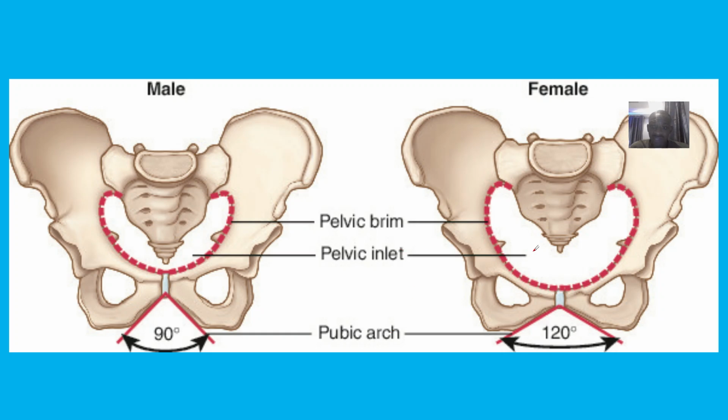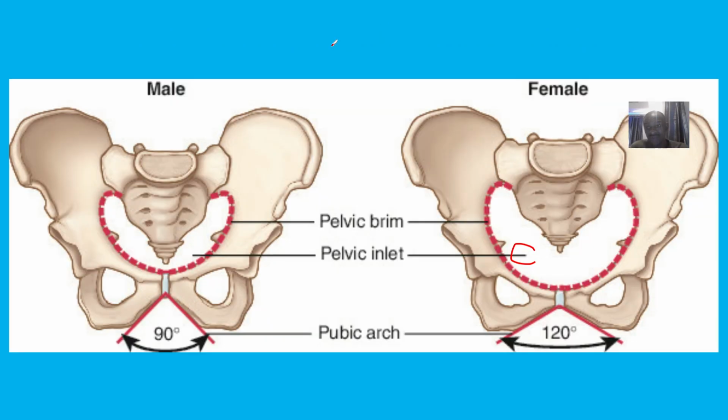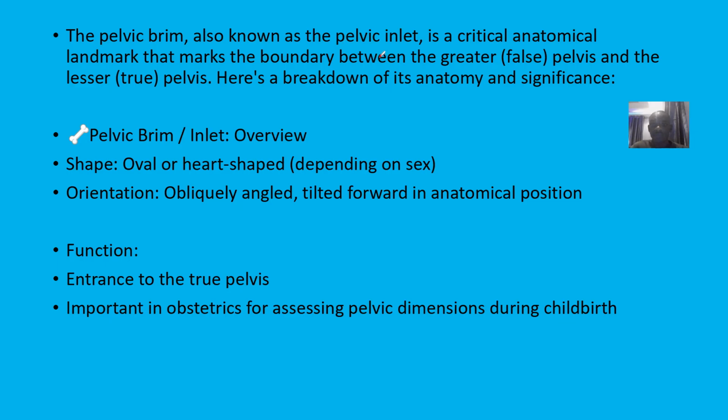So this is a pelvic inlet, okay. The inlet is the space, while the brim is the landmark of the space, right? So they usually discuss them together. The pelvic brim, also known as the pelvic inlet, some people interchange it like that. But just so you know, the inlet is the space, while the brim is the landmark that makes up the space, so you can interchange the words. It's a critical anatomical landmark.